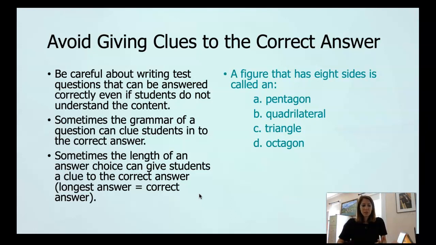So if you consider those factors that we've just discussed in this video, then you should be well equipped to write high quality multiple choice questions.